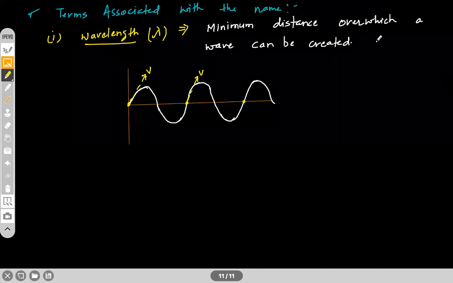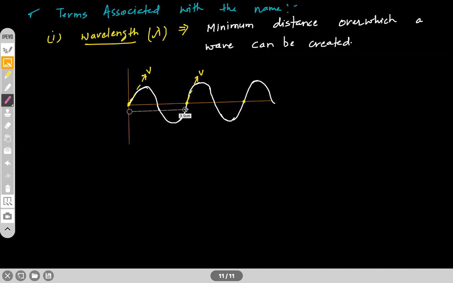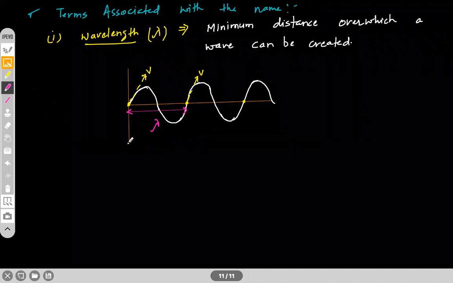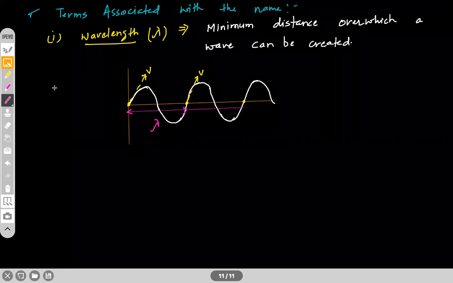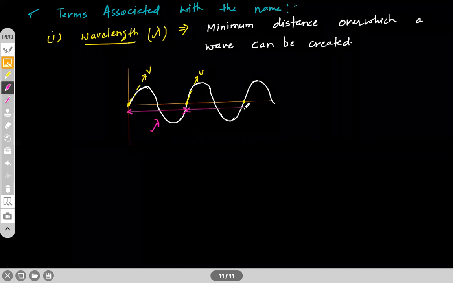So it is the minimum distance over which a wave can be created, right? So the minimum distance is from this point to this point. This is the minimum distance. So this distance is nothing but the wavelength of this wave that is represented by lambda. Again, from this point to this point, you see it is another wavelength. This distance is again lambda. That is the wavelength of the wave.